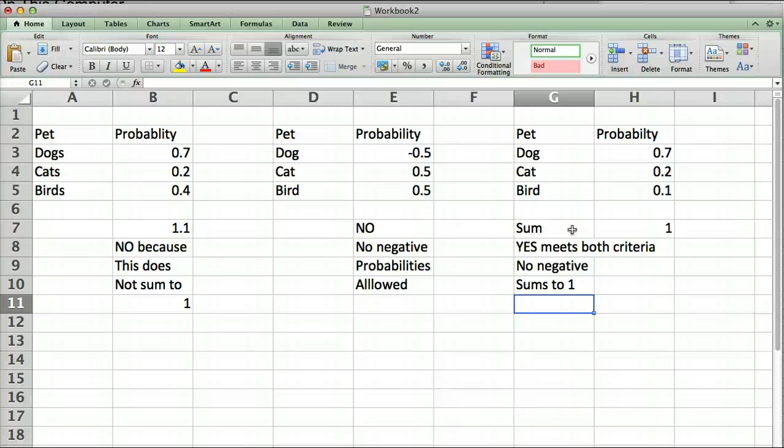So we can kind of use our probability to gauge the frequency of something occurring. The higher the probability, the more frequent the event.